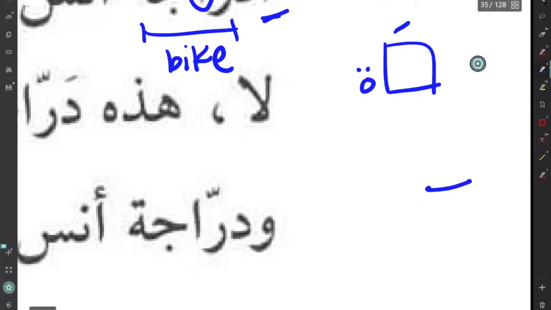For example, let's say if I have something like that, I don't know whether it makes sense or not. Initially, you want to read boo. You want to read boo. Why? Because it's waw. Even though there's nothing, you're not going to say ba. No, why? Because waw is here. What goes with waw? Dhamma goes with waw. So you want to read with dhamma.